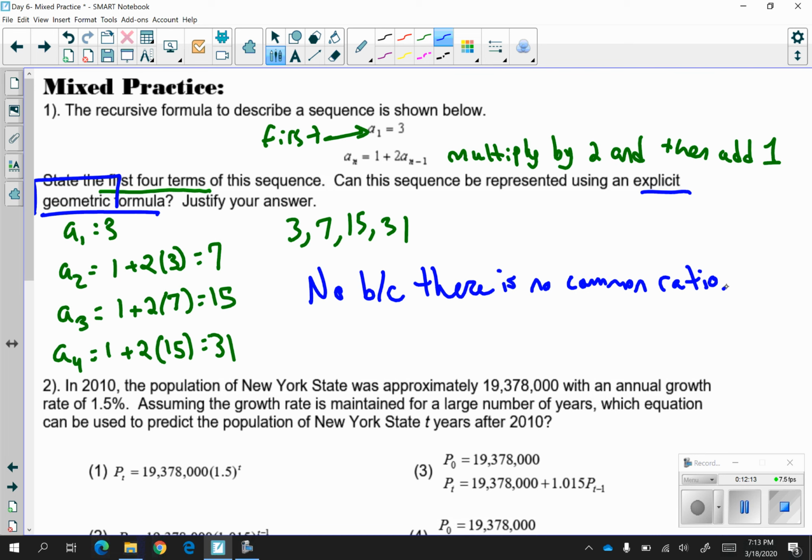And you're done. Please be careful. Do not say that the sequence is both arithmetic and geometric because you're adding and multiplying. If you're combining addition and multiplication, you are neither arithmetic nor geometric. It doesn't work like that.